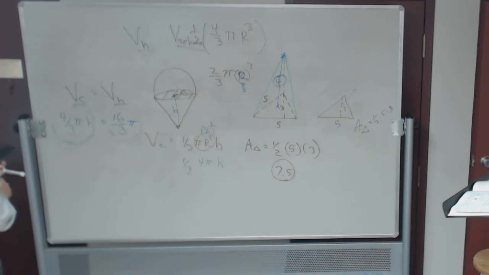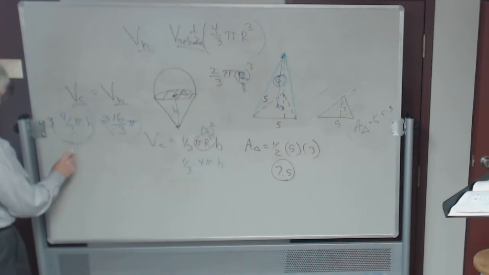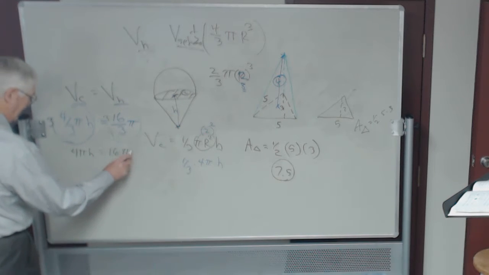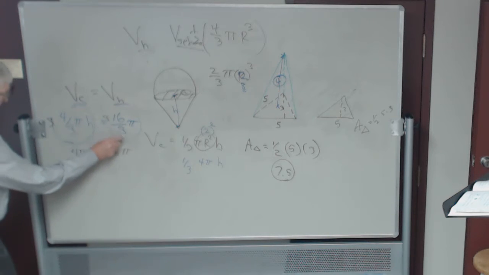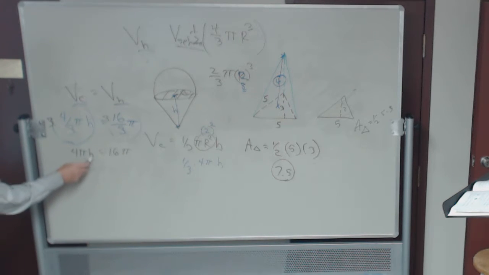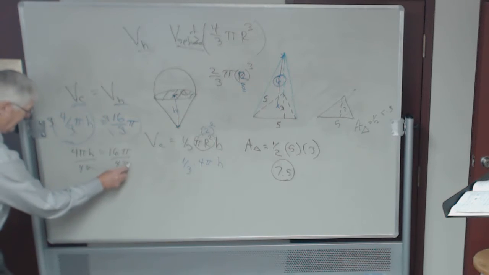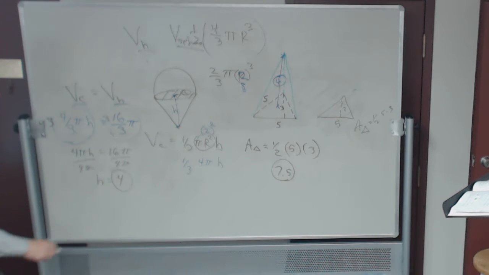Okay? So now, let's just clean this up. Let's take both sides times 3, and we get 4 pi h equals 16 pi. Everybody agree with that? Clear out those fractions. Then we want to find h, so we divide by 4 pi. Divide by 4 pi. And what does h equal? 4. How cool is that?